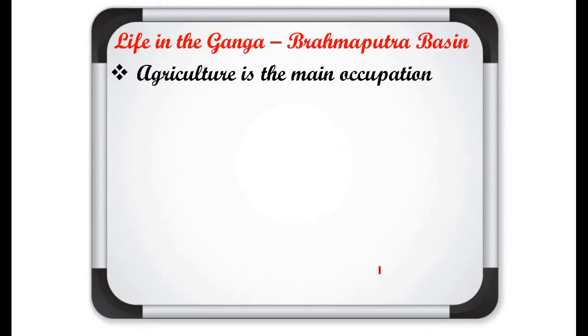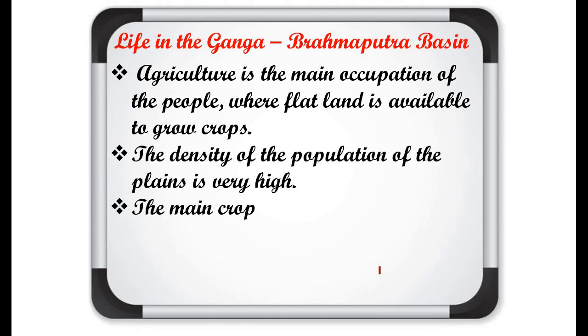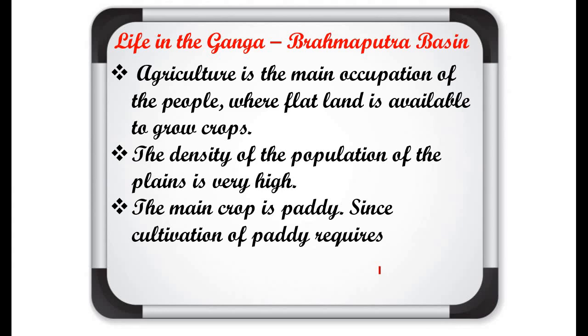Agriculture is the main occupation of the people where flat land is available to grow crops. As I told you, because of the varied topography, these two rivers also enter the plain areas. Where there is plain area, people practice agriculture and cultivation. This is the main occupation, and different types of crops are grown in different seasons. The density of population of the plain is very high, and the main crop is paddy.